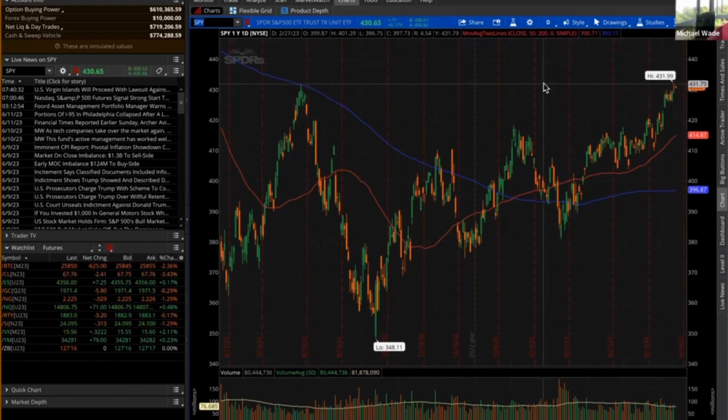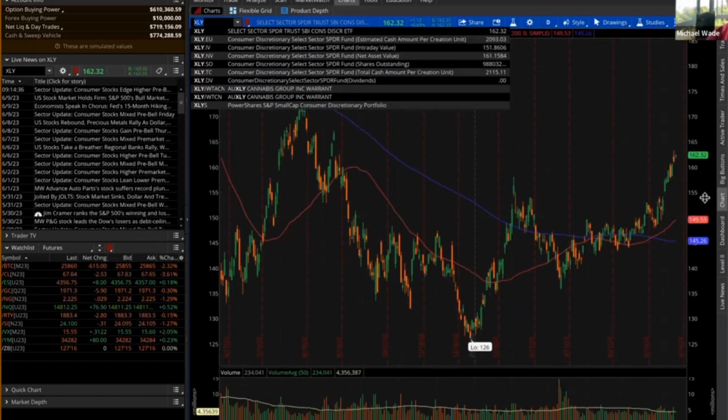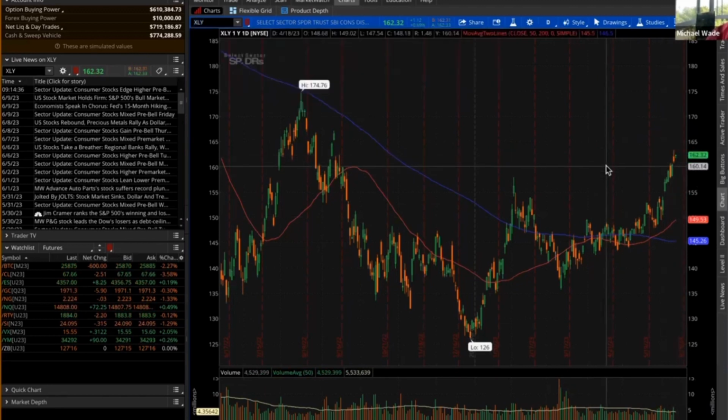So that would say wait until the SPYs breach this point here, start trading above 430, closing there, maybe a day or two in a row, and then go after the XLY stocks. All right, there's your XLY stocks. Look at that. All right, so that's some low-hanging fruit, but I'm not prepared to hop in until we see the SPYs themselves close above 430.